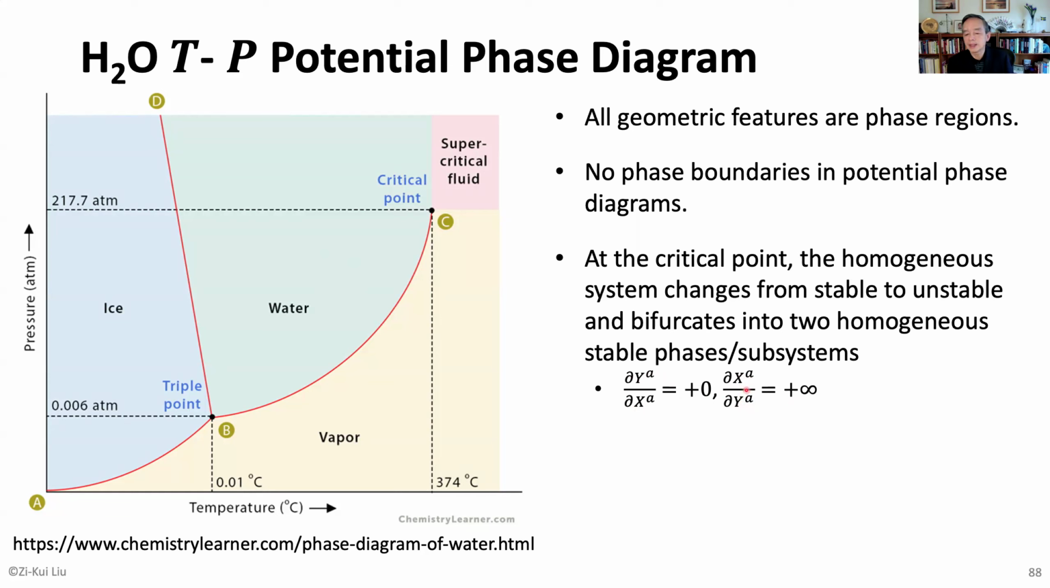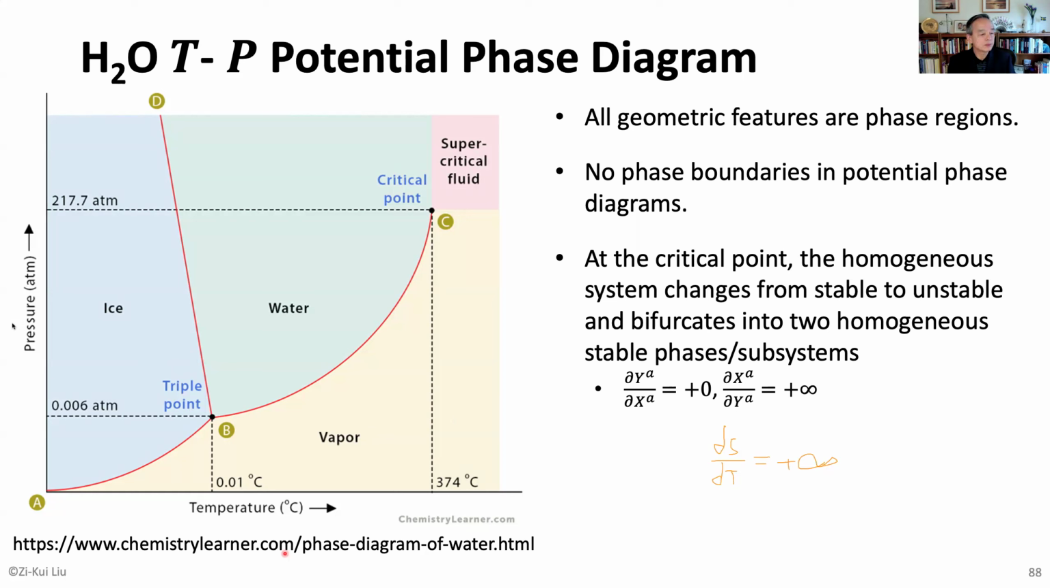Maybe I should write it here. This would be entropy to temperature. So it will be dS divided by dT will be equal to plus infinity. So that means the system diverges. Same thing for the volume: the volume to the minus P derivative will diverge positively. So that's a very important concept.